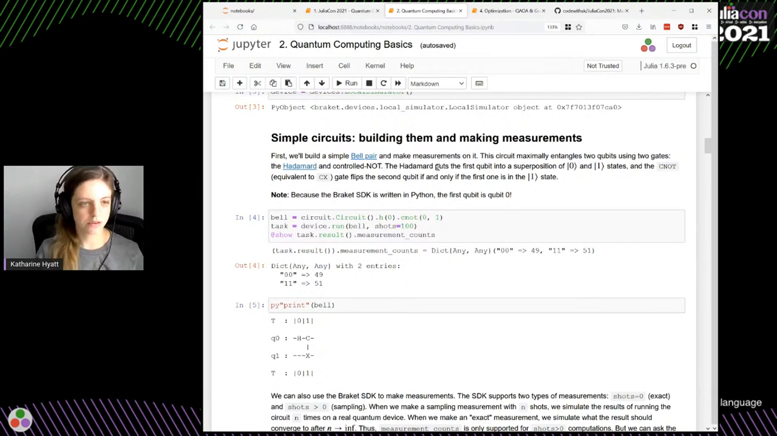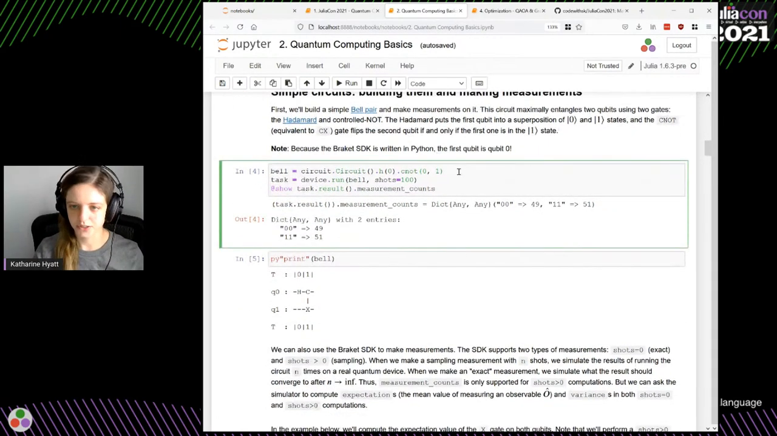One thing to note throughout this entire workshop is that the Braket SDK is written in Python. And although we're all at a Julia conference, so we're probably all thinking in the one-based indexing paradigm, Python made the strange choice to use zero-based indexing. So throughout this workshop, all qubits start at zero. If you start writing your own code and hit bugs, just check your one versus zero-based indexing. I've been bitten by this many times.